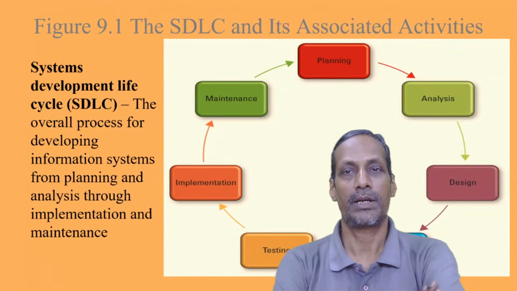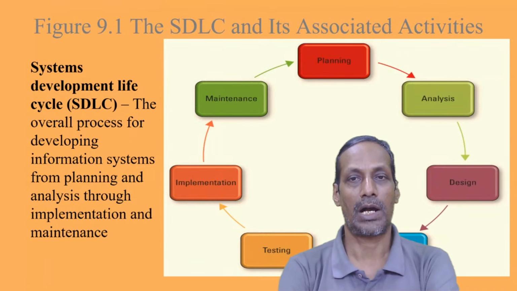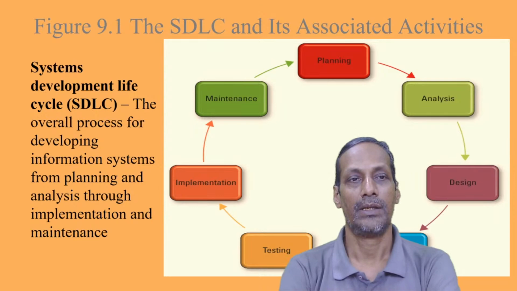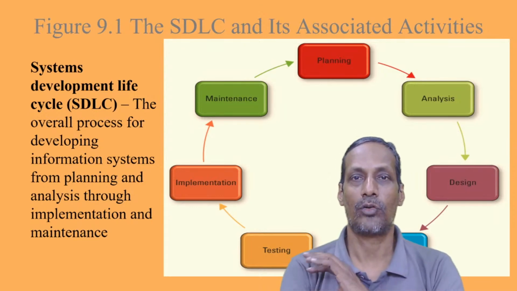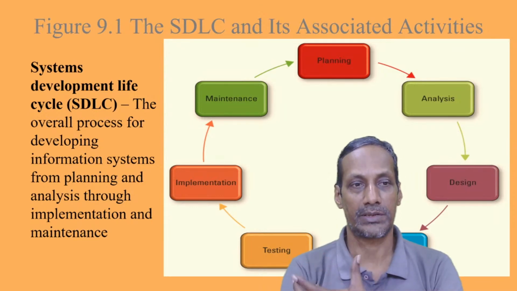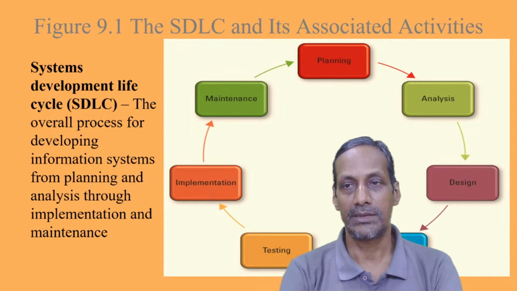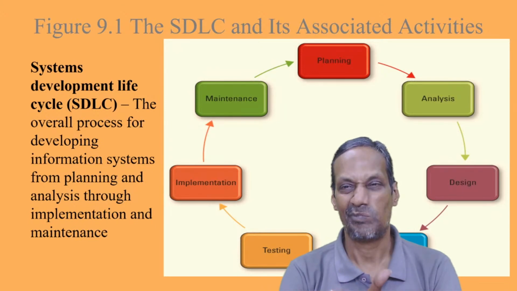This particular diagram basically shows how a traditional developmental process goes through along with its associated activities. System development lifecycle is the overall process for developing information systems, from planning and analysis through implementation to maintenance. These 7 phases show the traditional development lifecycle of every new system that is proposed to be implemented.